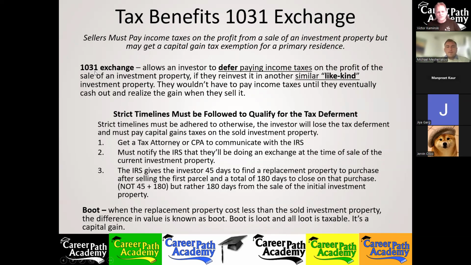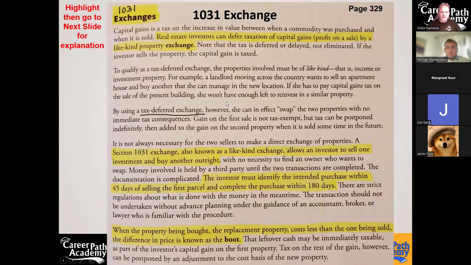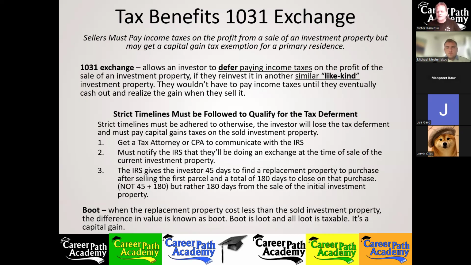Well, you could do something called a 1031 exchange that allows the investor to defer paying income taxes on the profit of the sale of their investment property if they sell it and reinvest it in another similar, like kind investment. That's why they refer to it as a like kind exchange or a tax deferred exchange.